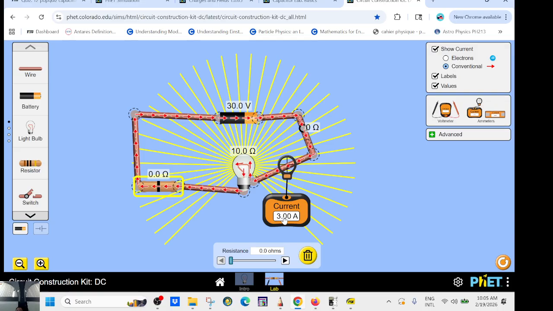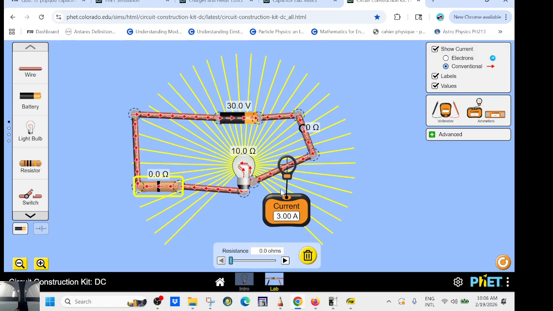And if I decrease the resistance, then it's going to flow faster. Now I have 3 amps. So 3 coulombs per second, that will be the current. So it means it's going to be brighter. Why is it brighter? Because I have more energy delivered per second.